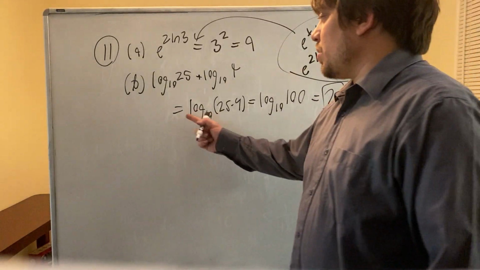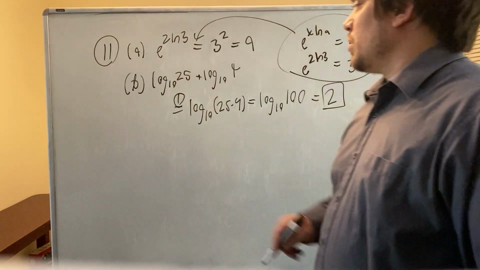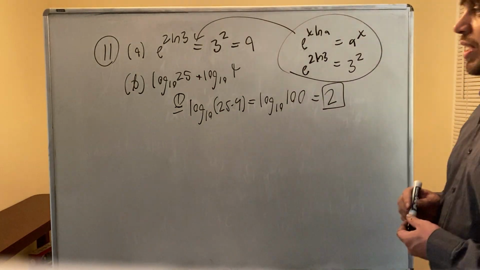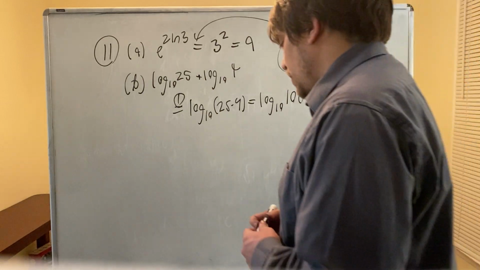So this is by the laws of logarithms base 10, the first one. Okay, base A, where A is 10. That's the first one. Okay, so that's equal to 2. That's number 11.